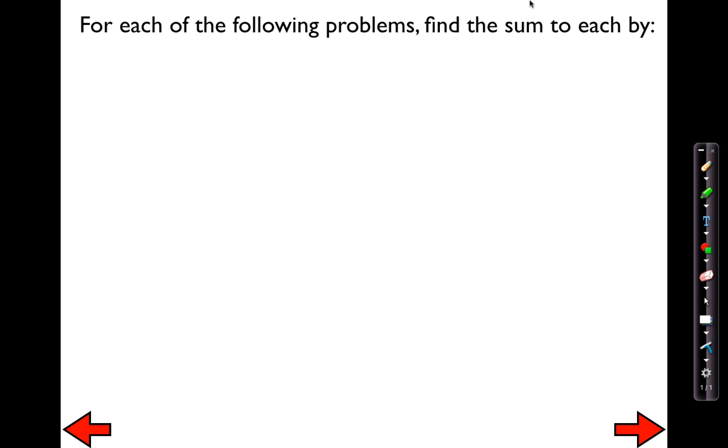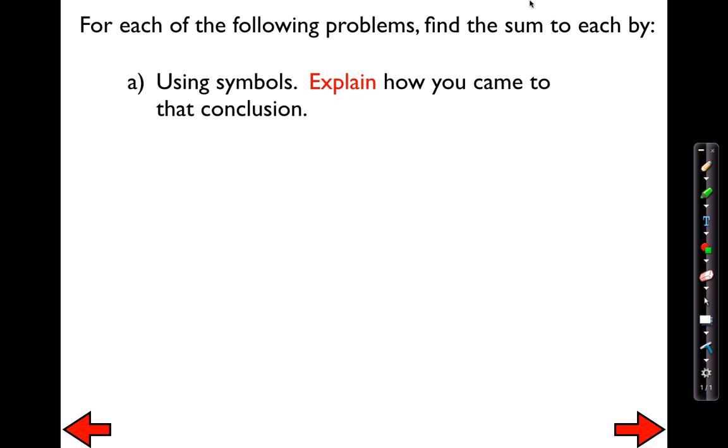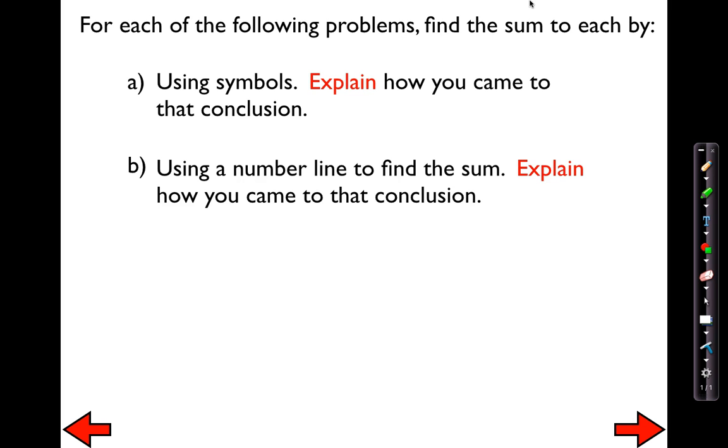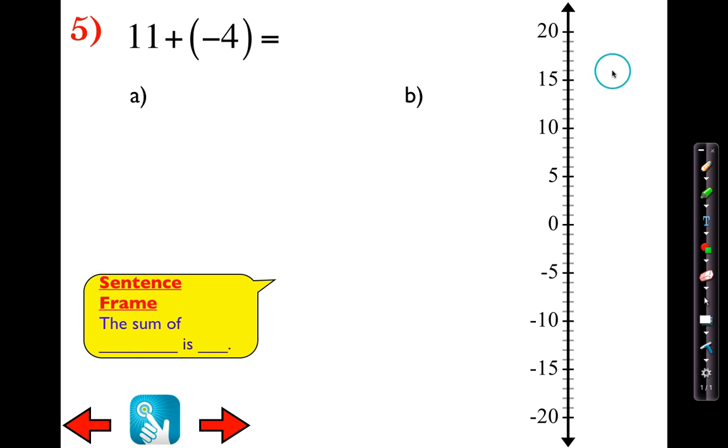For each of the following problems, find the sum to each by using symbols. Explain how you came to that conclusion. B, using a number line to find the sum. Explain how you came to that. So here, for number 5, we were asked to first use symbols. So I'm going to go ahead and add 11 positives.